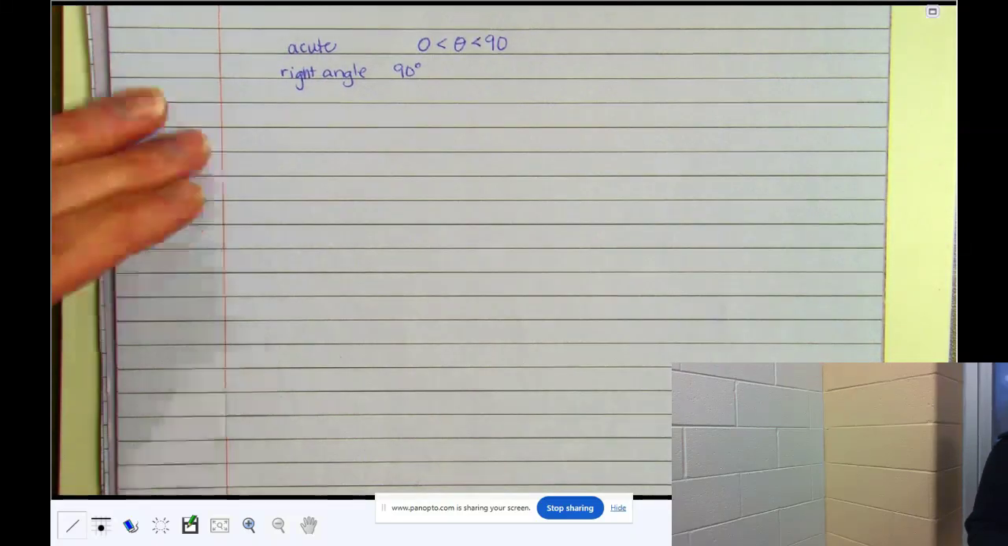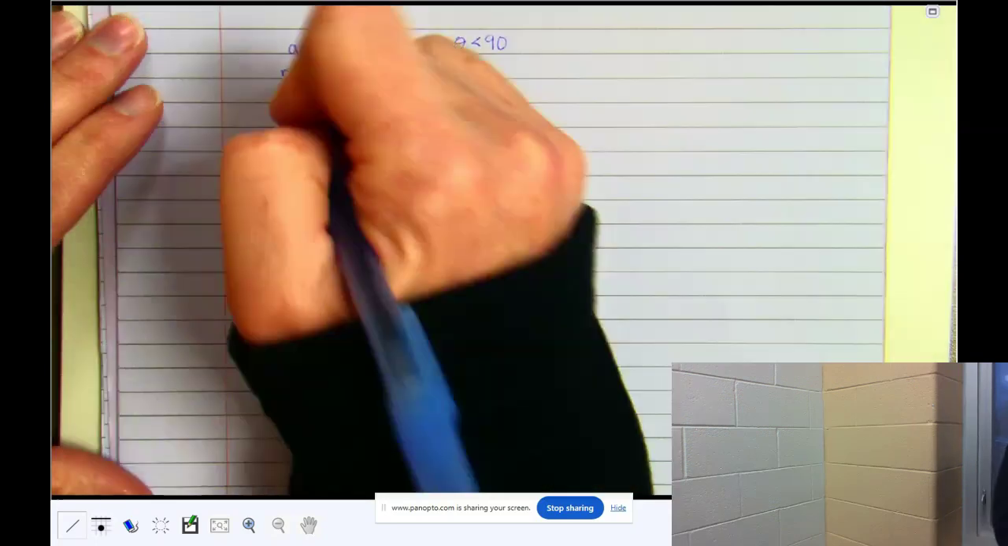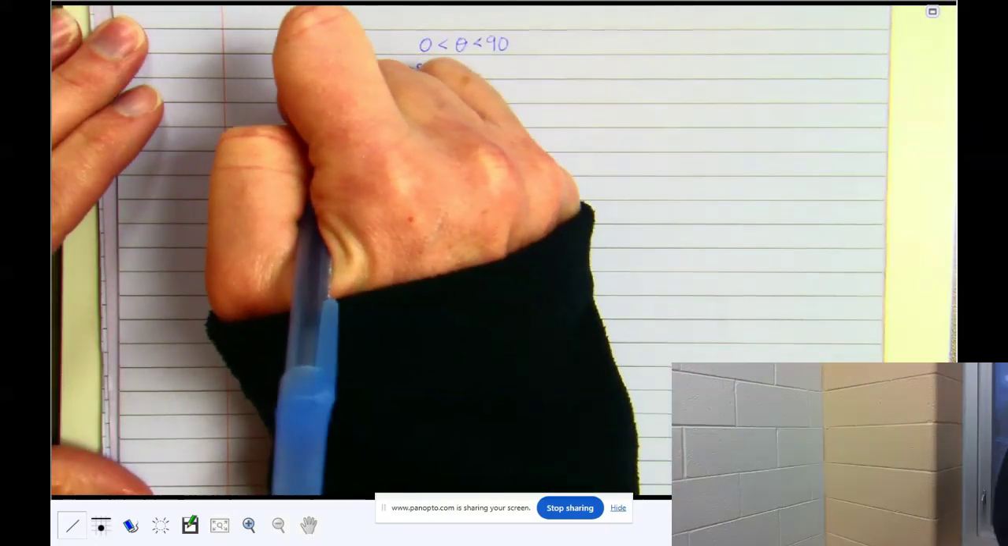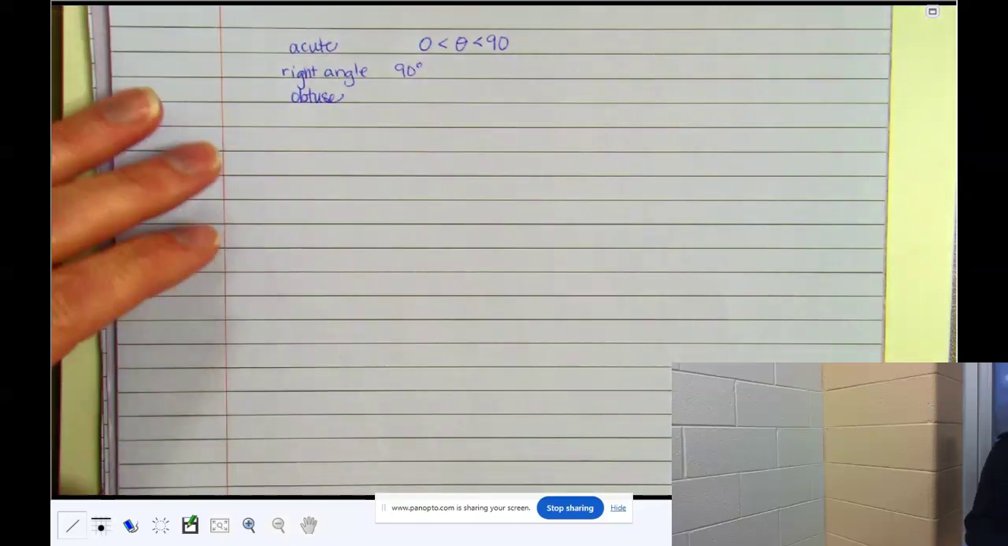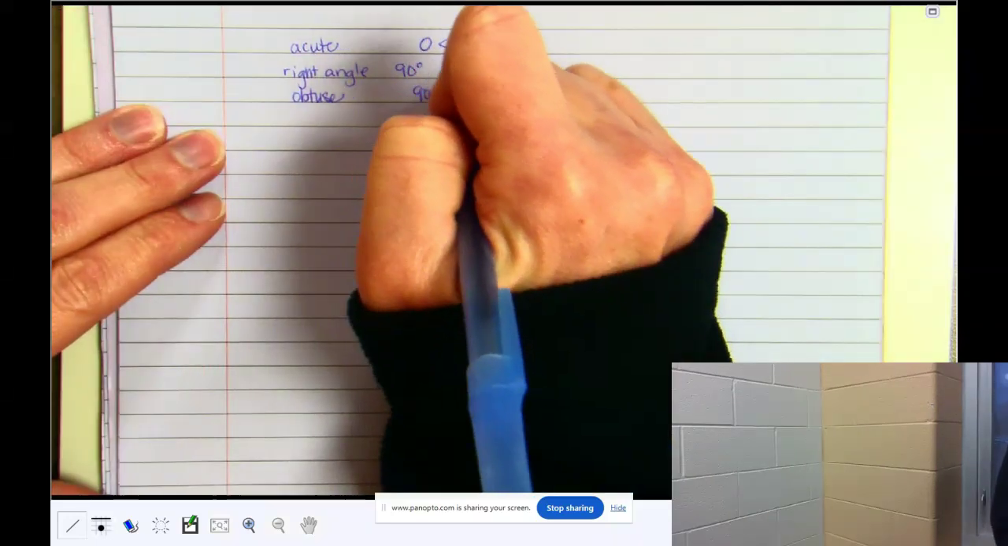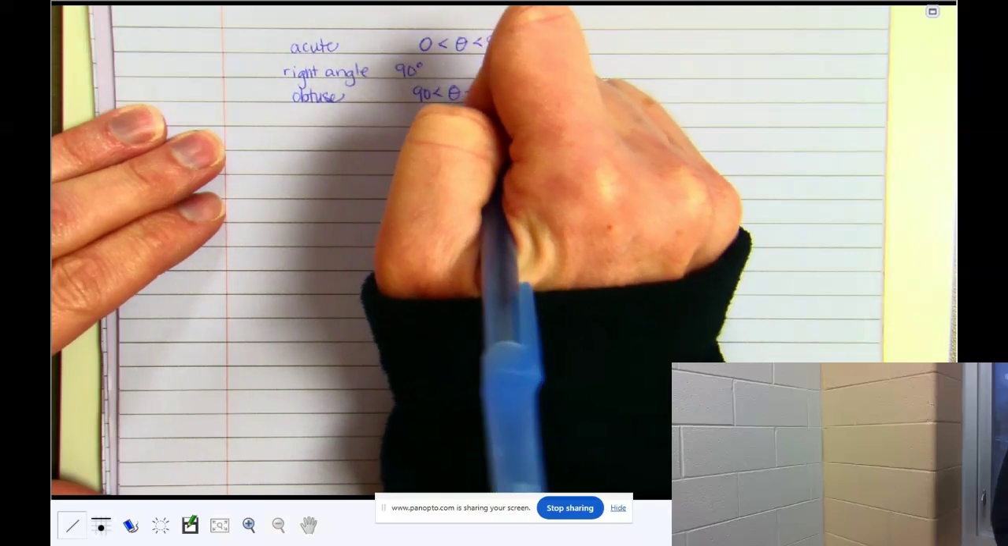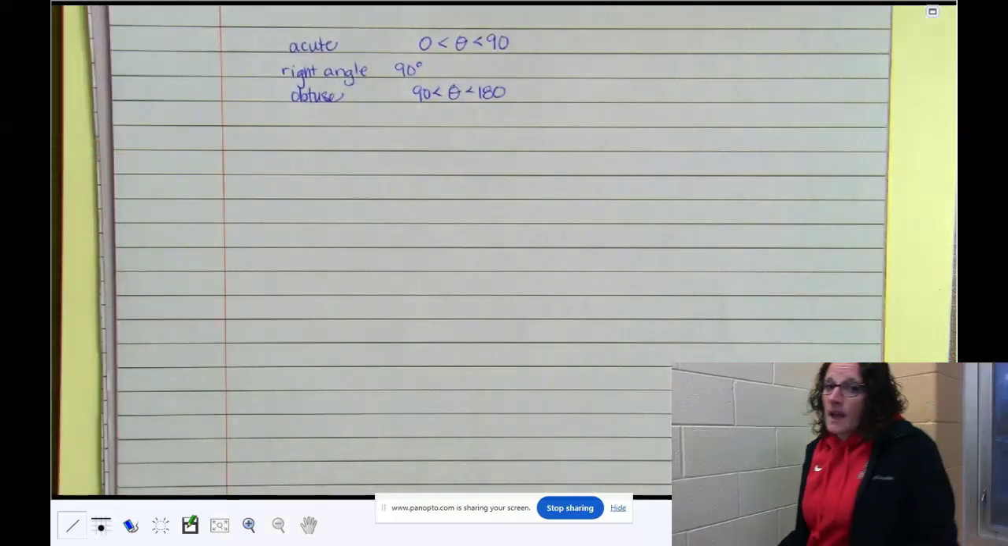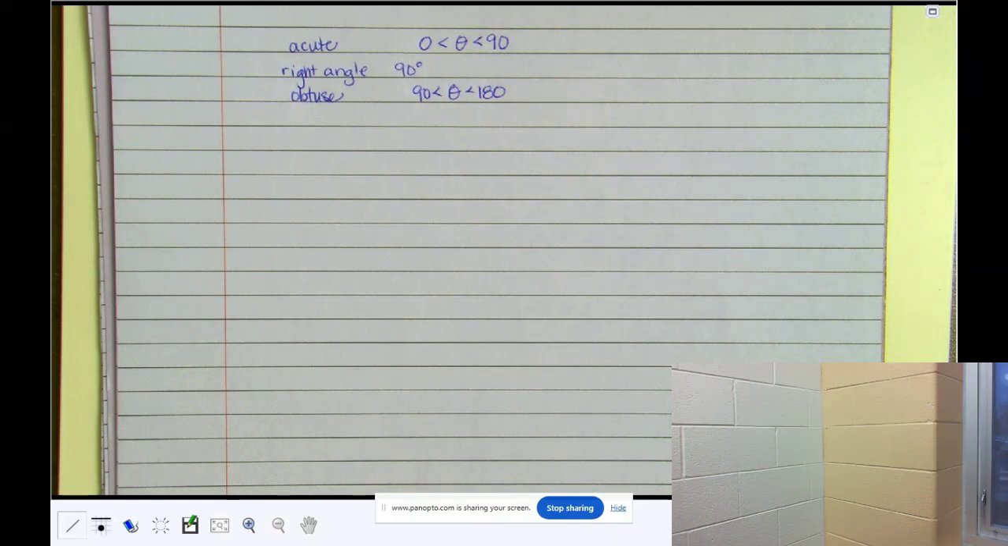What's on the other end? Do you remember? Obtuse, yep. Okay, obtuse is what? Over 90, under 180. Okay, correct. Obtuse angle is between 90 and 180. Those are the ones that we talk about in geometry class. But there are more angles than that.